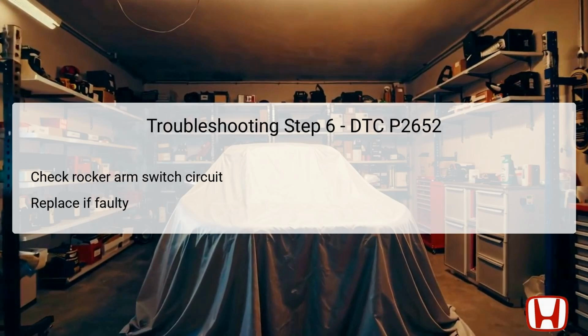On the contrary, if there's no continuity, the rocker arm oil pressure switch itself is likely defective and should be replaced. After replacement, recheck the system operation to ensure that the fault is resolved.